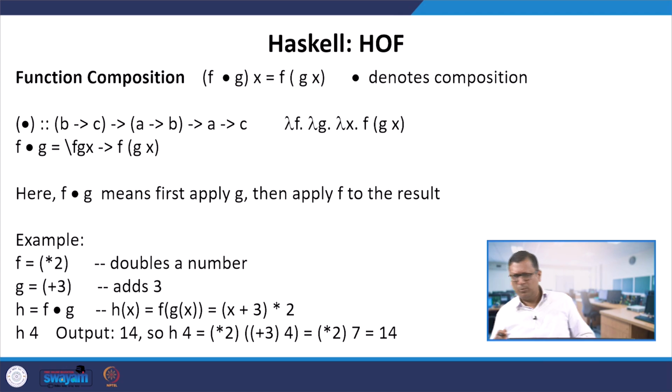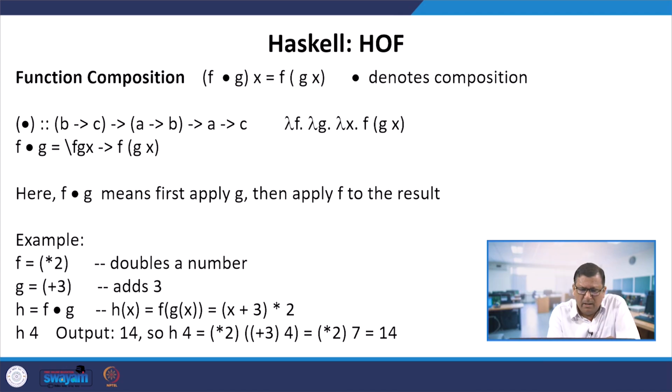Next is function composition. Function composition we write denoting this way. So (f dot g) x means f (g x): apply g to x first, then onto the result you apply f. So in lambda it will be lambda f lambda g. There are two functions that it takes as input. First it applies g and then it applies f.